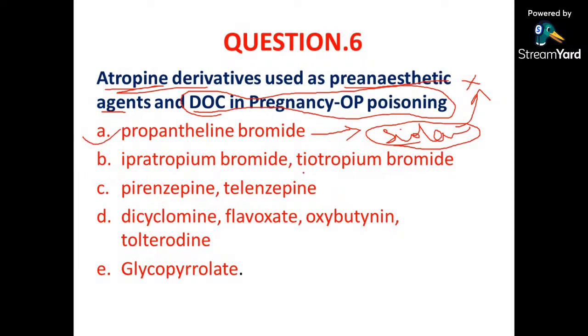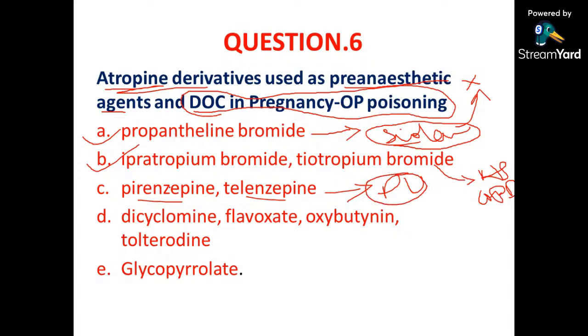Ipratropium bromide and tiotropium bromide are other atropine derivatives which are commonly used in asthma and COPD. They will go and act on muscarinic receptors, and they'll cause bronchodilation, and they'll decrease the secretions of bronchioles. Bronchial secretion will be decreased, so they are drug of choice in asthma and COPD. Next, pirenzepine and telenzepine are other atropine derivatives which are particularly used in peptic ulcer conditions. In peptic ulcer, they will block the M1 receptors and M3 receptors, and through that it will stop the release of acid.